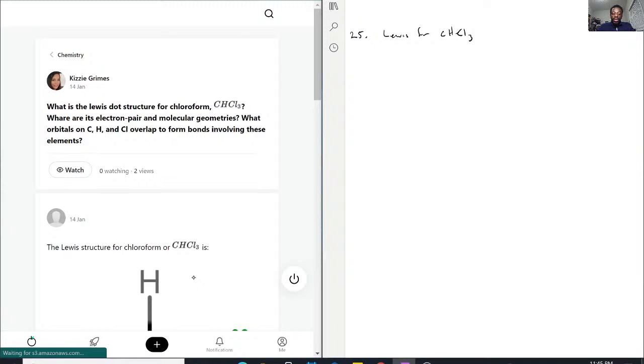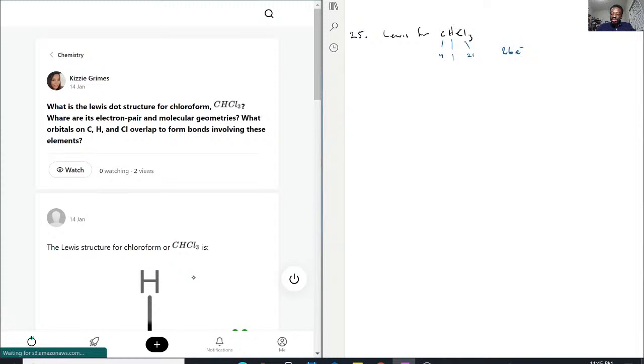CHCl3. Carbon being on the 14th column, that's 4 electrons. Hydrogen, that's 1 electron. And chlorine being on the 17th column, that's 7 valence electrons, but there's 3 of them, so that's 21. So we have 4 plus 1 plus 21. That's 26 electrons total.